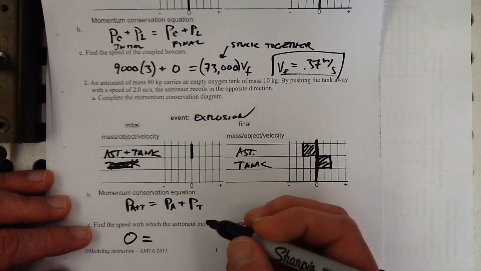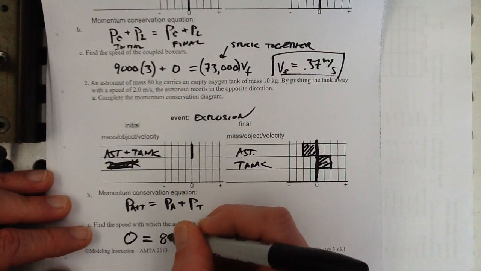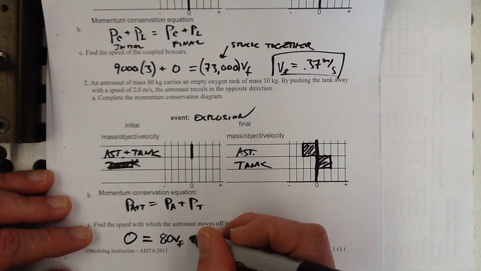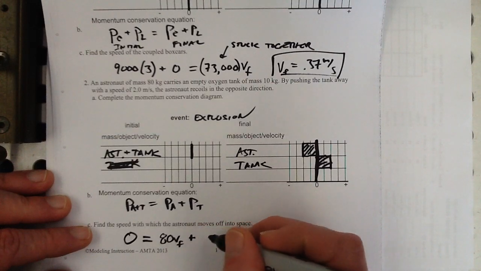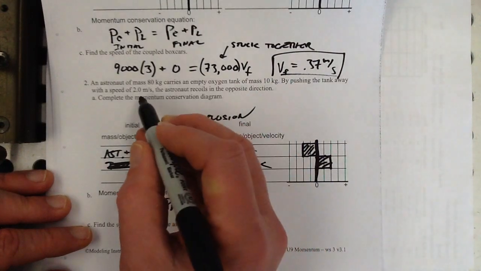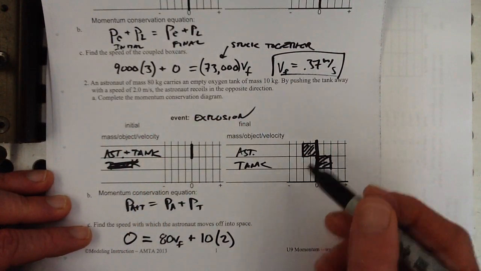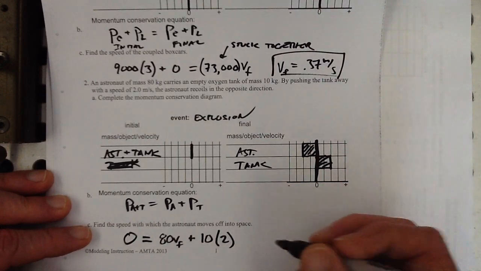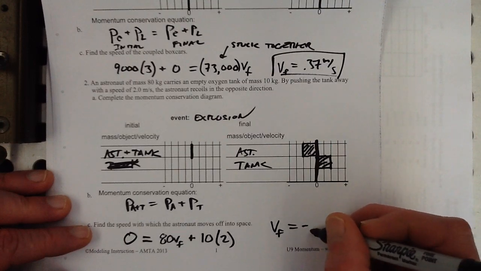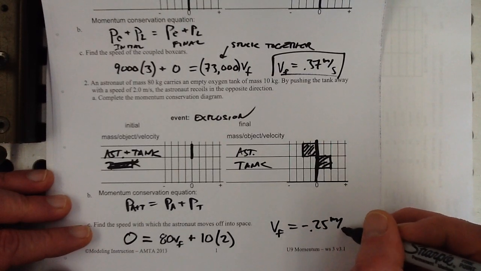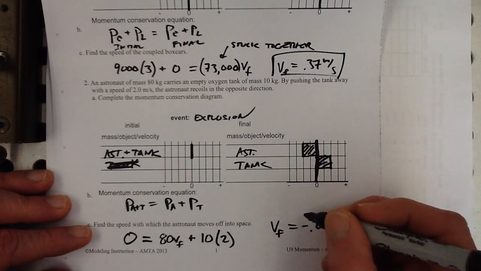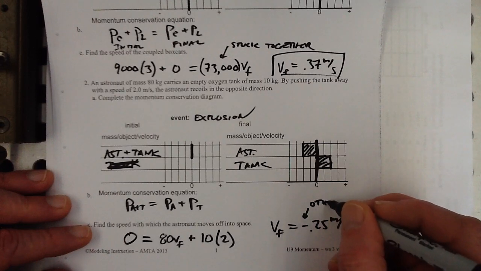And then the momentum of the astronaut is 80 times astronaut's final velocity plus the mass of the tank times 2 meters per second. So imagine that got thrown in the positive direction. So the astronaut, we're expecting to get a negative number there. And sure enough, we do. And you could ask, like, what does this negative sign mean? It means like the other way from the tank.